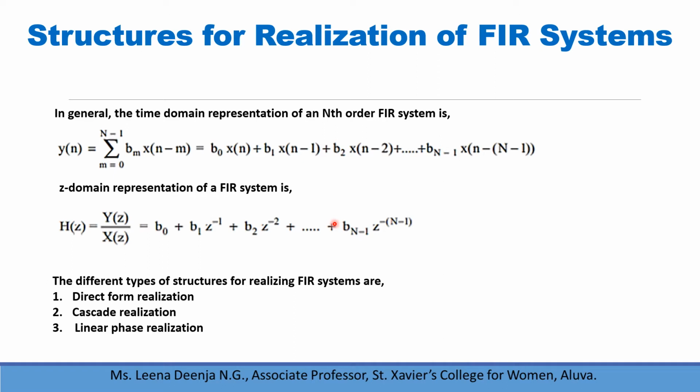Some of the structures of the system give a direct relation between the time domain equation and the Z domain equation. The different types of structures for realizing FIR systems are: first one, direct form realization; second one, cascade realization; third one, linear phase realization.